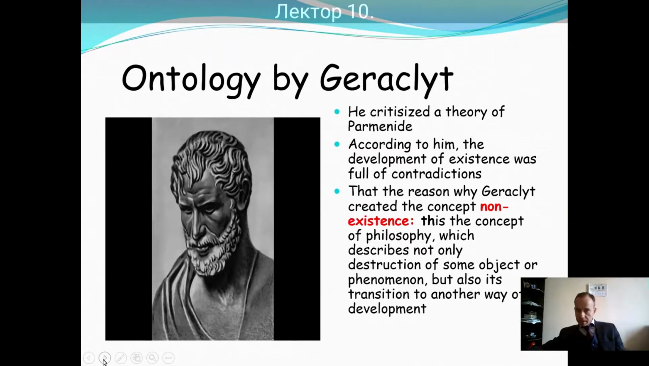Heraclitus criticized the theory of Parmenides. According to Heraclitus, the development of existence was full of contradictions. Because of this, Heraclitus tried to use dialectic in the study of existence.